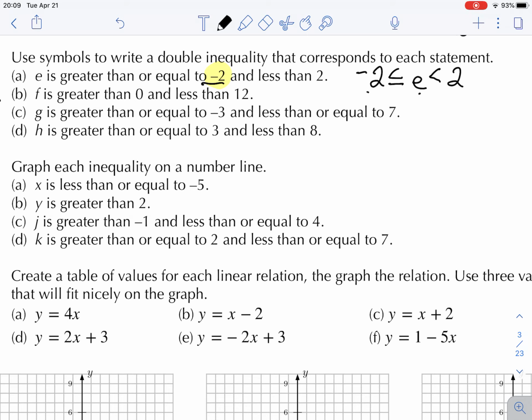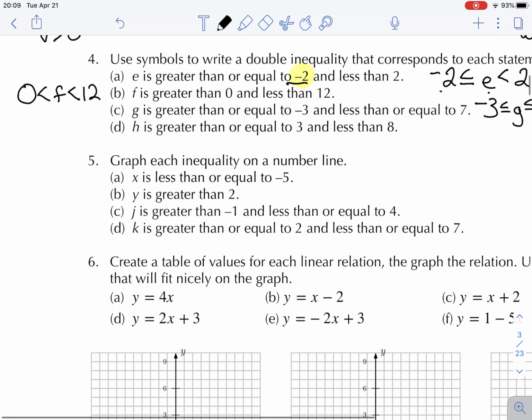Letter C, G is greater than or equal to negative 3 and less than or equal to 7. So I put negative 3 first, then G, and then 7. So smallest number, variable, largest number. So this one has equal to, greater than or equal to. So G is greater than or equal to negative 3. And it's less than or equal to 7.